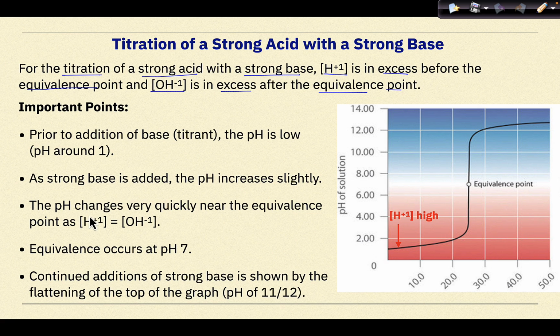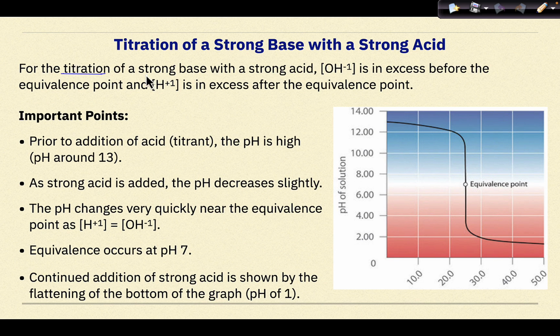As strong base is added, the pH increases slightly, as we can see in the gentle rise of the graph right here. The pH changes very quickly near the equivalence point, as the hydrogen ion concentration equals the hydroxide ion concentration. So we can see this highlighted green area where hydrogen and hydroxide ion concentrations are equal. Equivalence occurs at pH 7, as we can see represented by this dot right here. Continued additions of strong base is shown by the flattening of the top of the graph, where the pH is in between 11 and 12. So we see that point right here on our graph.